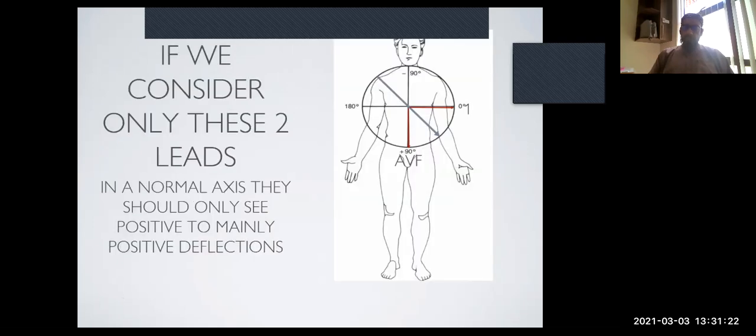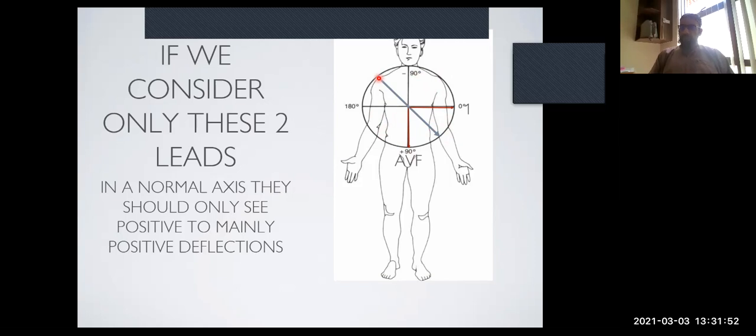Now, let's simplify that a little bit. We don't want to get too technical. We were saying we just want to do basics, all right? So here we have lead 1, and here we had lead AVF, all right? And we only have 4 possible electrical axes. So we have normal, which is this one here. We have a left-sided axis. We have a right-sided axis. In other words, electricity moving in that direction. Electricity moving in this direction is a left-sided. And if electricity moves in the completely opposite direction, that means an extreme right axis.